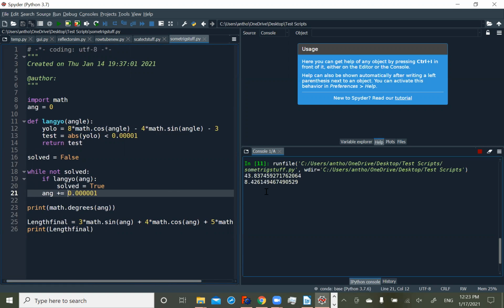So if we run it, boom. Yep, so we get the same thing. The angle is about 43 and some change, and the length was 8.426.